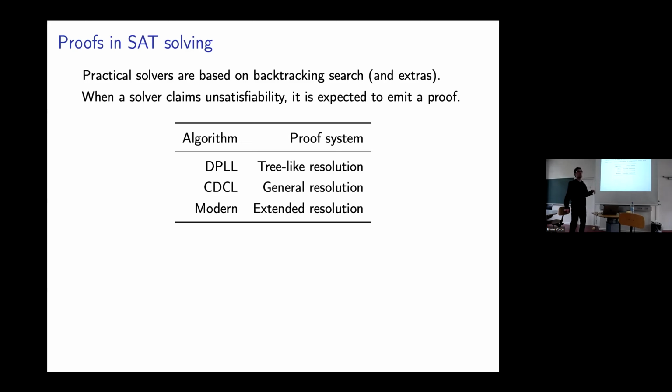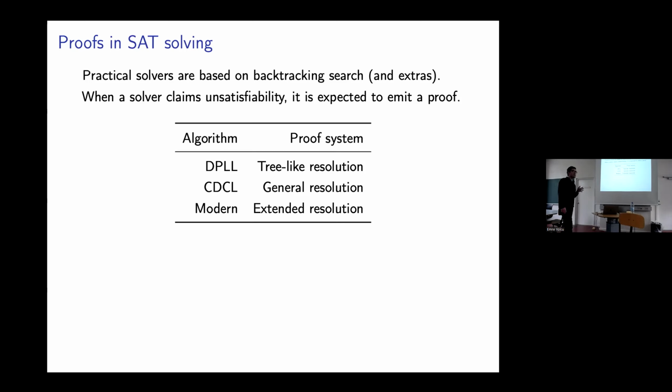By backtracking search, I mean you're given a formula over some variables. You say, is this variable assigned to true or false? And then you explore some subtree, and then you continue in this manner. And then you may find that some assignment is failing, and then you go back and try other assignments. And on top of this, during the search, you may do some extra things.